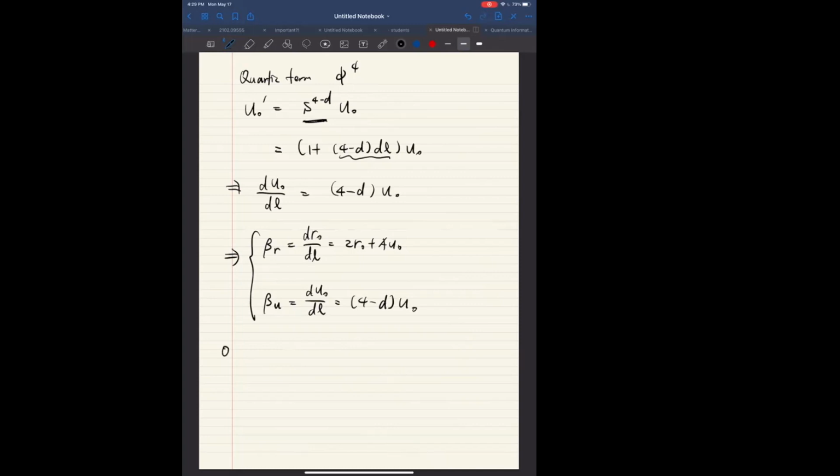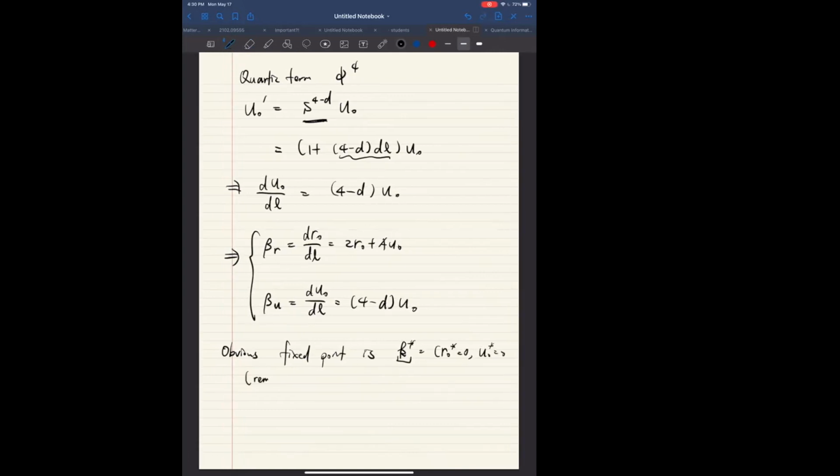So the obvious fixed point is K star, which corresponds to the coupling constant. Don't confuse it with this K; this is not the momentum. This corresponds to the coupling variable, with R star equals 0 and mu star equals 0. If we put 0 in here, it will be 0.